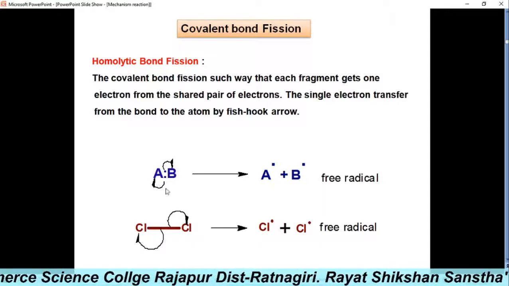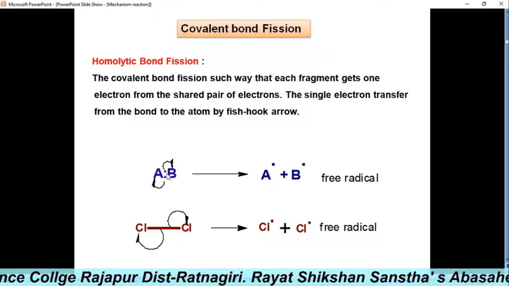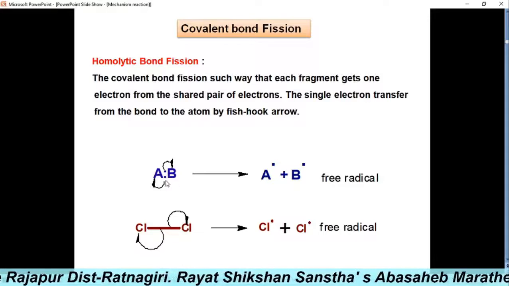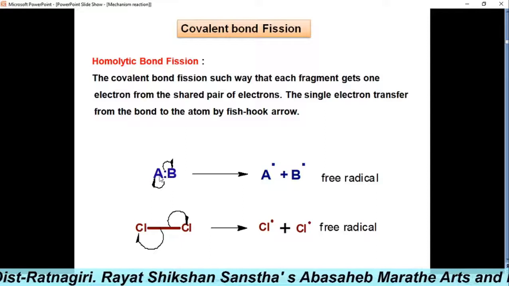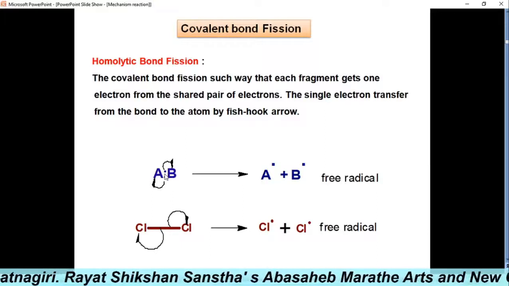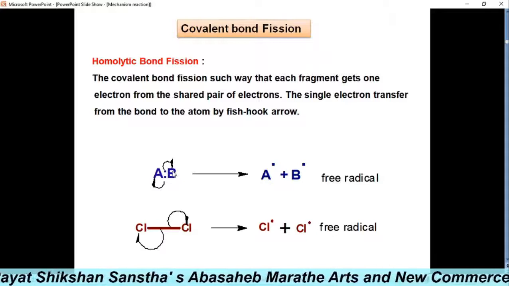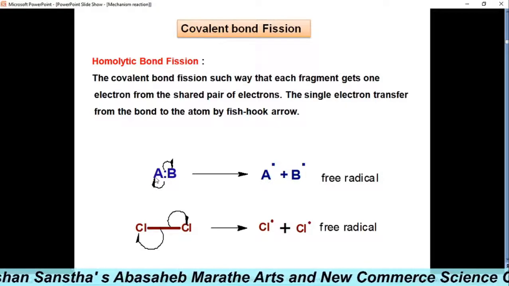We have taken this general example. This bond will break. We know that one bond means two electrons. So this bond can break such that one of the electrons goes to this atom and one of the electrons goes to this atom.